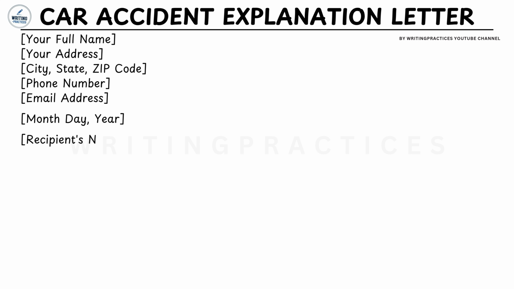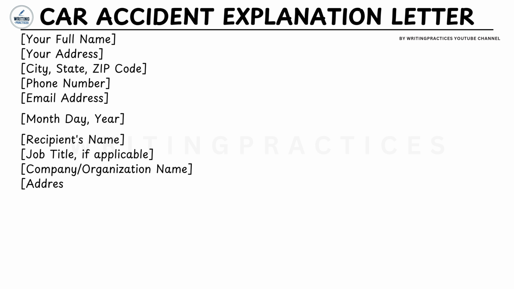Recipient information. Next, write the details of the person or organization receiving the letter. For example, Emily Foster, Claims Adjuster, Guardian Auto Insurance, 950 Claims Center Drive, Phoenix, Arizona 85020. This section identifies the intended recipient and ensures the explanation reaches the correct person or department. Accurate recipient information helps avoid delays in processing the matter.